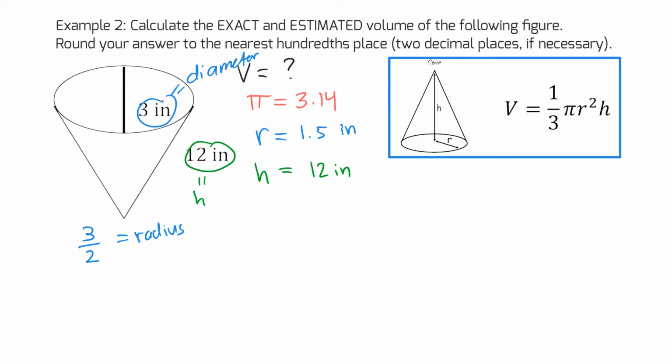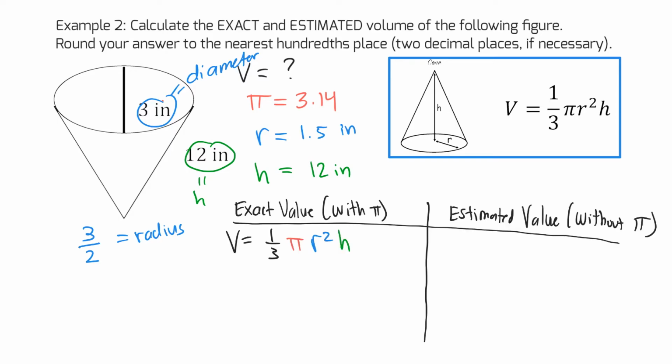Once you have all those pieces of information, draw your T-chart. With the T-chart, I have the exact value on the left and estimated on the right. Then I rewrote the formula, and now I'm going to substitute all these values in, except for pi. Pi is going to stay the same. I know r, so I can change it to 1.5 squared. H, I can change into 12.